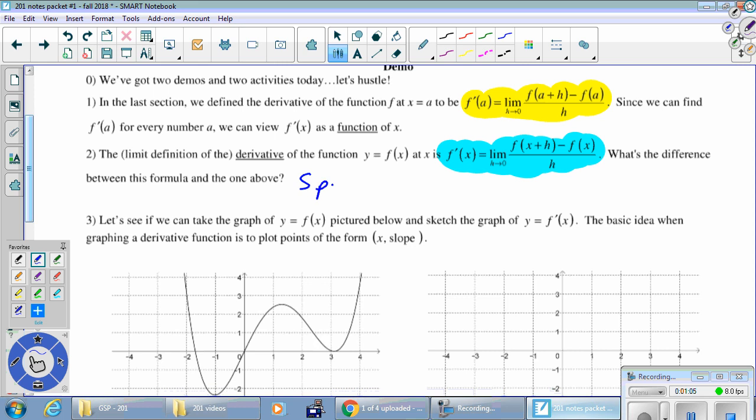So specific number a has become general variable x.